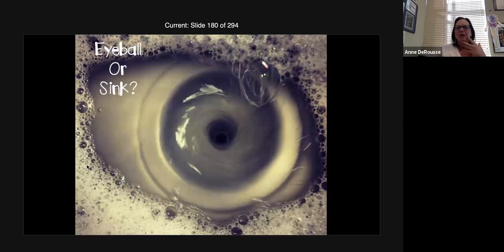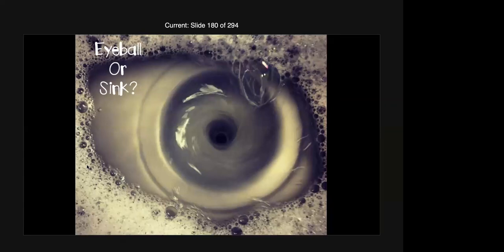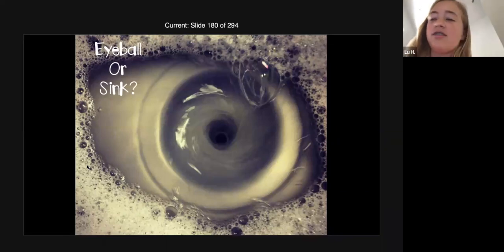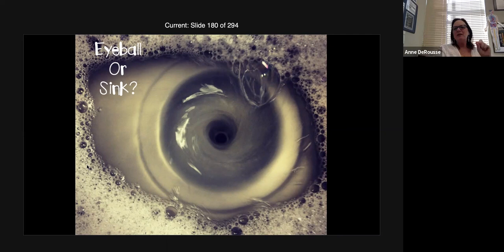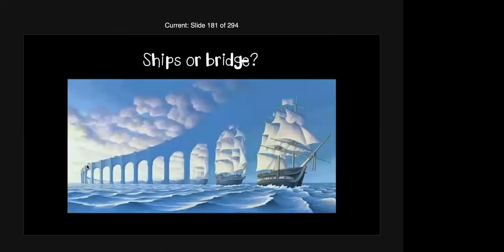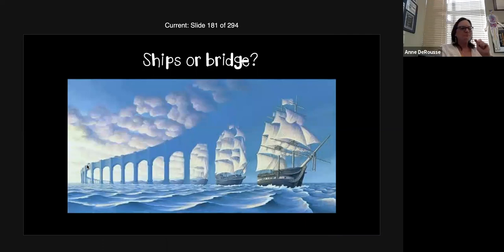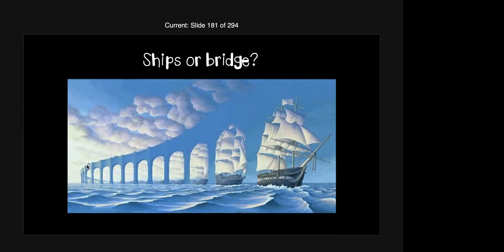Okay, do you see an eyeball or a sink? A sink. At first I saw an eye, but now I see a sink. It takes me a minute to see the sink. Yeah, once you see the bubbles, you're like, yeah. Ships or bridge? Both. Yeah, I see both.